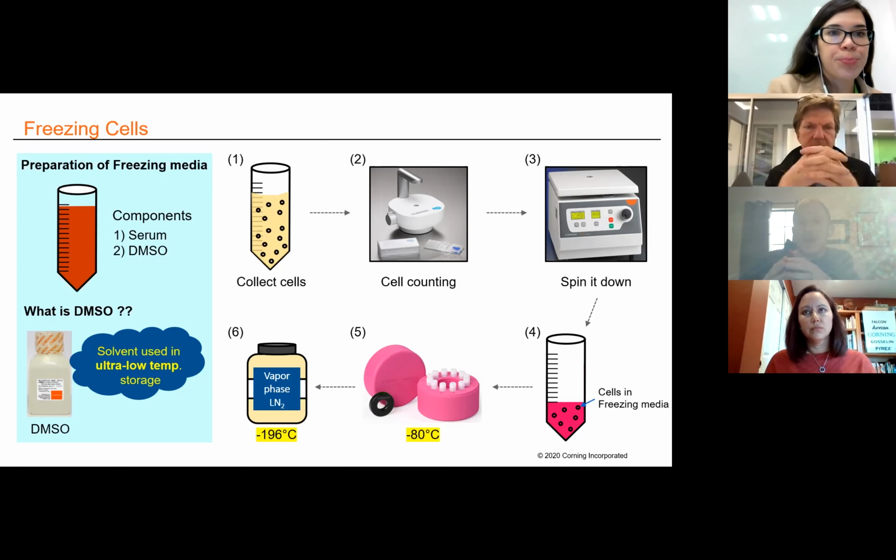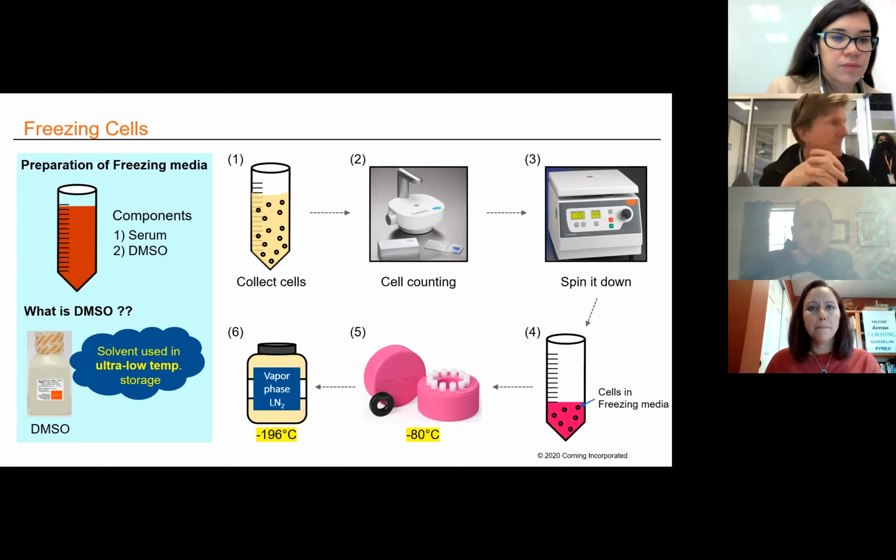One of them is using an alcohol method and placing the vials in a bath of alcohol. And the product that's often used for that is the Mr. Frosty. But there are alternative methods such as the Corning methods that do not use alcohol. They're alcohol free, and they essentially allow you to preserve your cells without adding alcohol to the container.